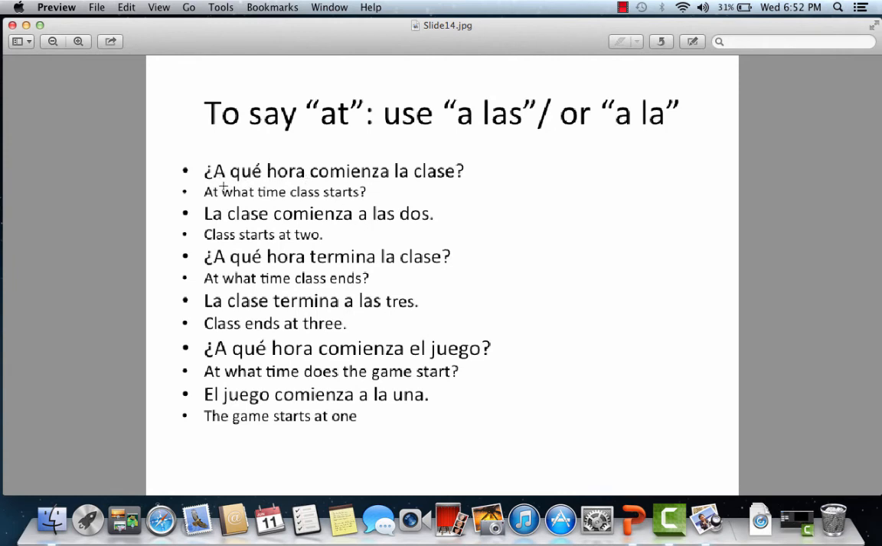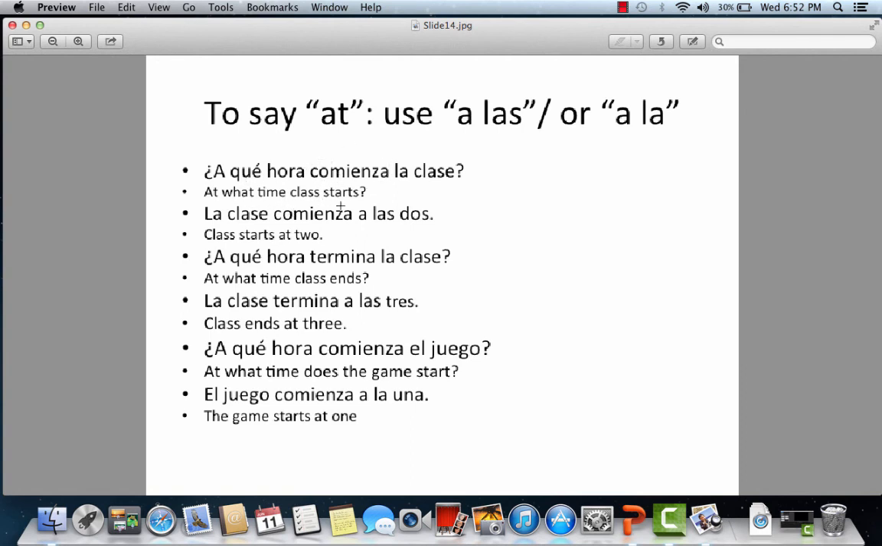¿A qué hora? At translates to a. La clase comienza a las 2. Class starts at 2. At also translates to a, but now I'm adding the article las. A las 2. The difference between at when it's in front of the number and at when it's in front of the question word is the article. In front of the number, I put an article, but in front of a question word, I do not use the article.